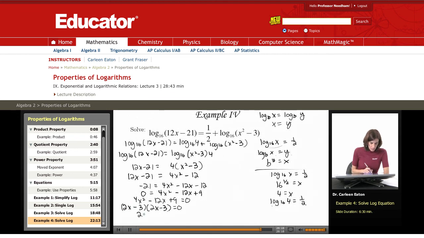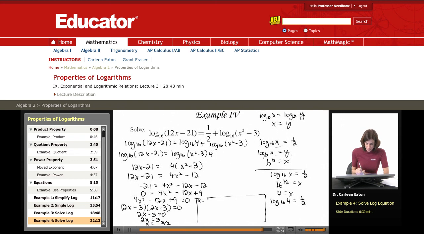According to the product property, if 2x minus 3 equals 0, and these are the same, so I only have to look at one factor, then I will have a solution. So 2x equals 3. If I solve for x, x equals 3/2. So x equals 3/2. Now my last step, this is a potential solution, is I need to go ahead and check it right here.